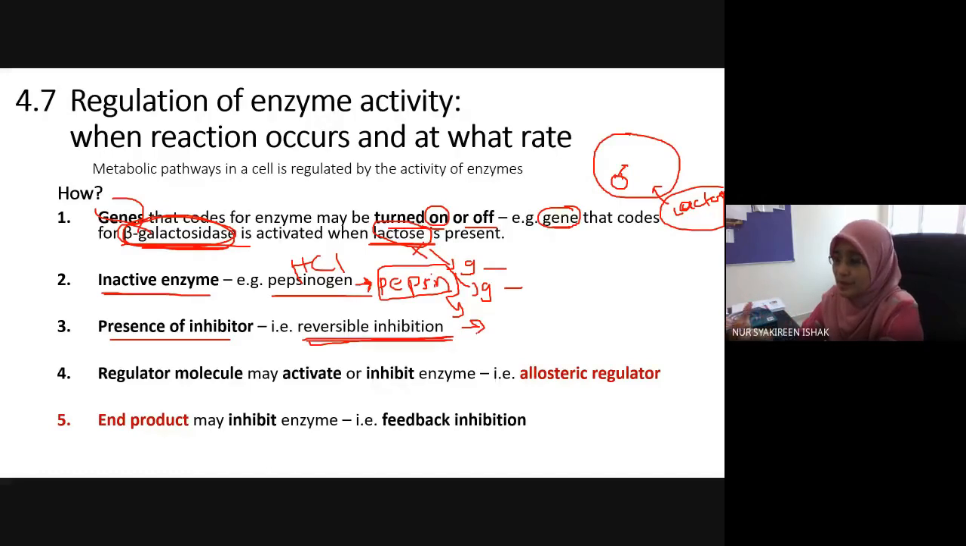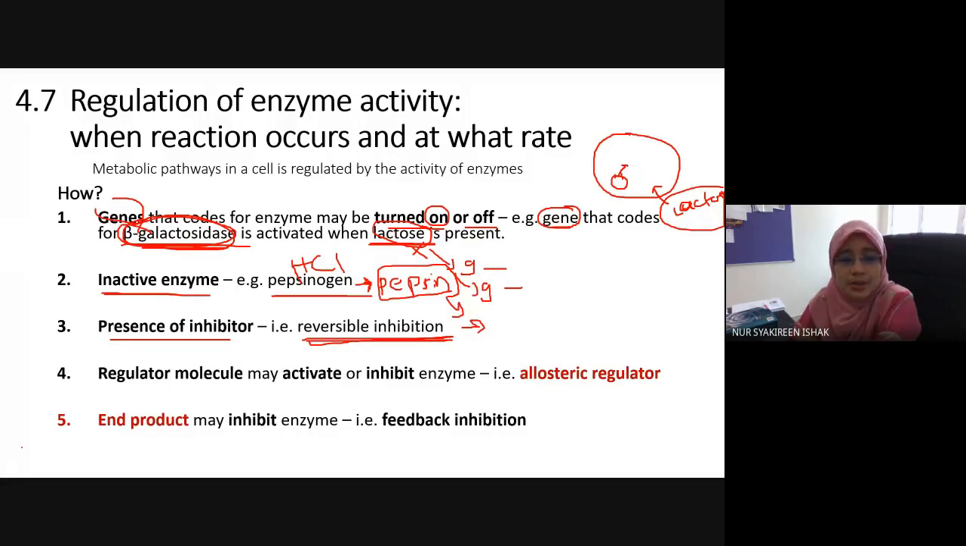If the inhibitor binds to the enzyme, it cannot catalyze the reaction. But if the inhibitor is detached from the enzyme, it is removed from the enzyme, and the enzyme can function again. So that is reversible inhibition. Ada inhibitors, enzyme tak boleh nak berfungsi. Bila inhibitors dah dikeluarkan daripada enzyme, reversible, baru enzyme tu boleh berfungsi.